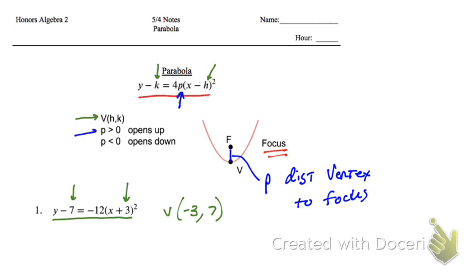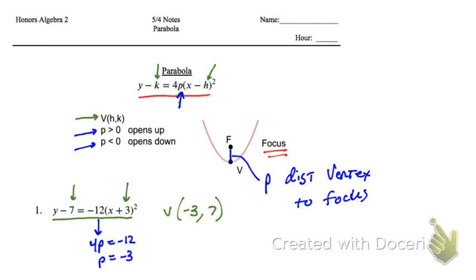It is positive if the parabola opens up, and it is negative when it opens down. Okay, so on to our first example here. We found our vertex. We looked at our h and k. We switched our signs like we know we should. Then we got this -12 sitting right where that 4p is in our equation. So we would simply say 4p equals negative 12, divide by 4, and we get p equals negative 3.